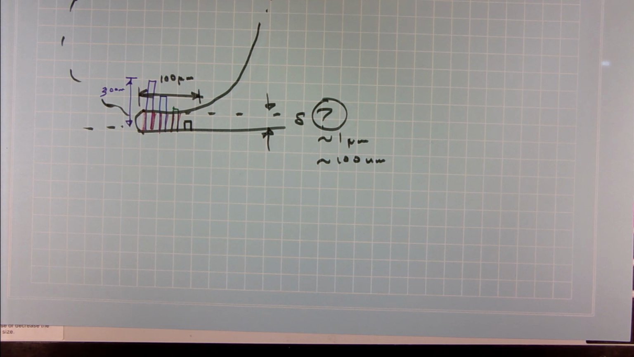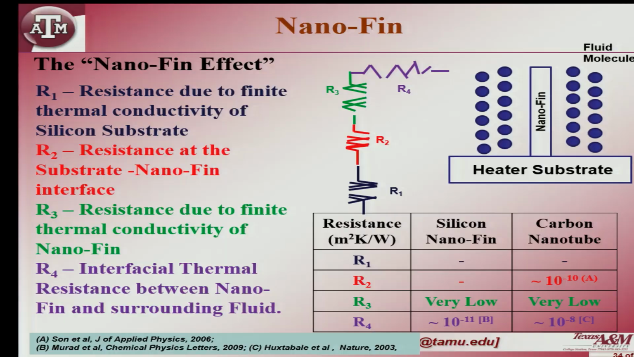right. Now, the bigger question is, why should I get twice the CHF? Okay. So, before we resort to the molecular simulations discussion, let us look at this concept of what is known as interfacial resistance. Okay. So, let us look at all the resistances that are there in this network. So, I have a nano fin, sorry. So, I have a nano fin.